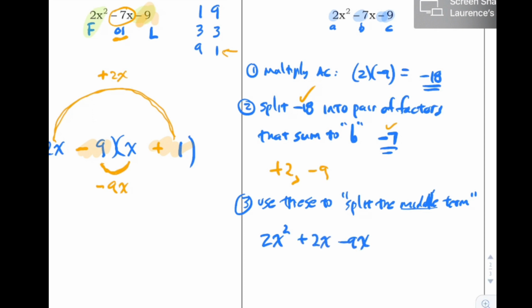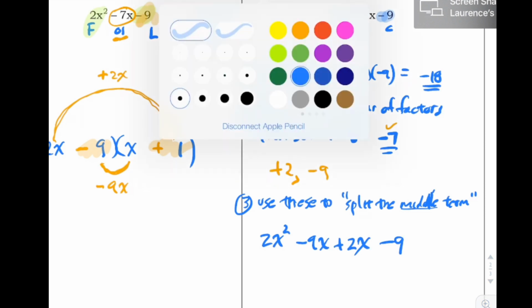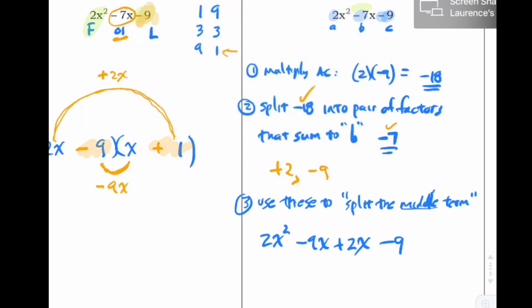By the way, it completely doesn't matter whether you do it that way or whether you do the minus 9x and then plus the 2x. It completely doesn't matter, so you don't have to worry about the order at all. But then notice we got a minus 9 at the end, so I'll just leave it like that so I don't have to erase again. But you split the middle term. So what just happened there? What we did is we took this negative 7x and we split it up as a negative 9x and a plus 2x.